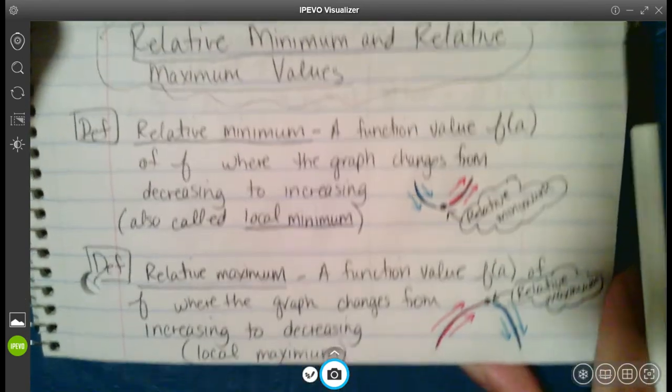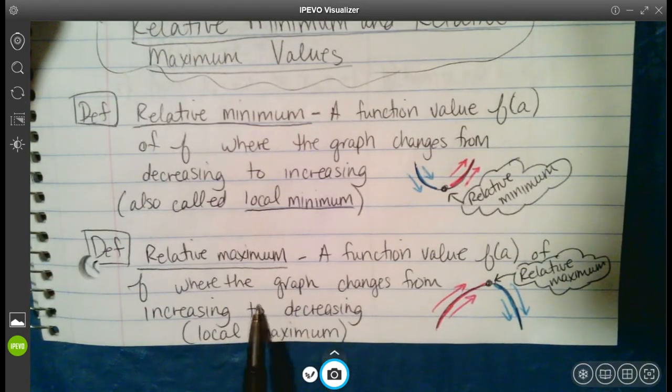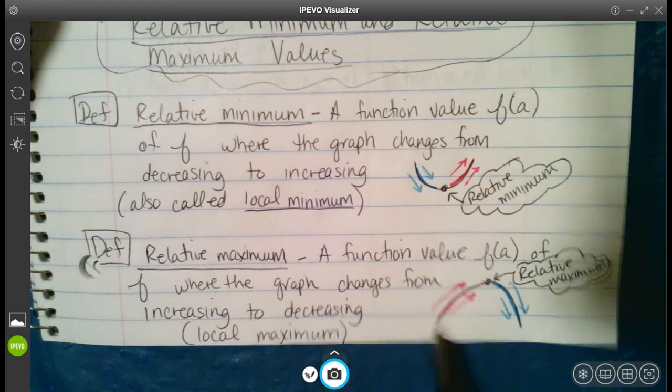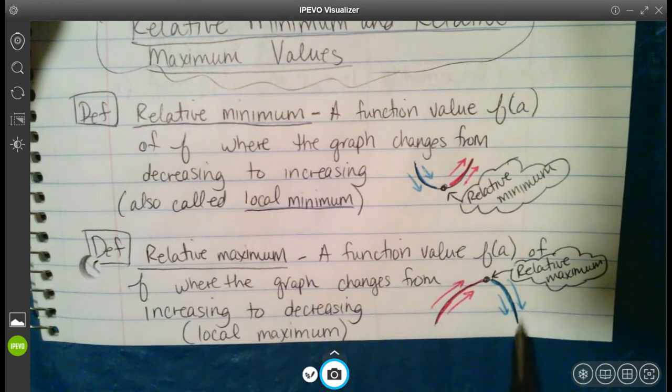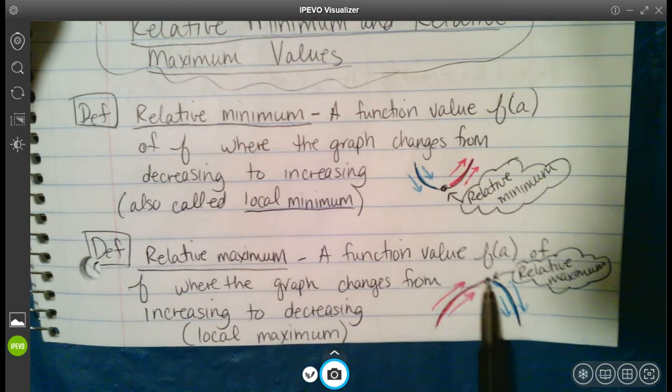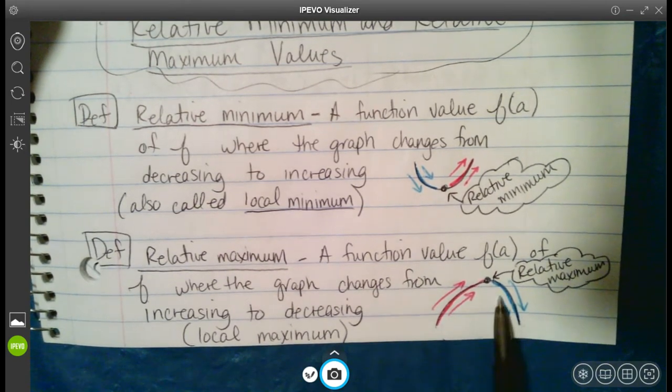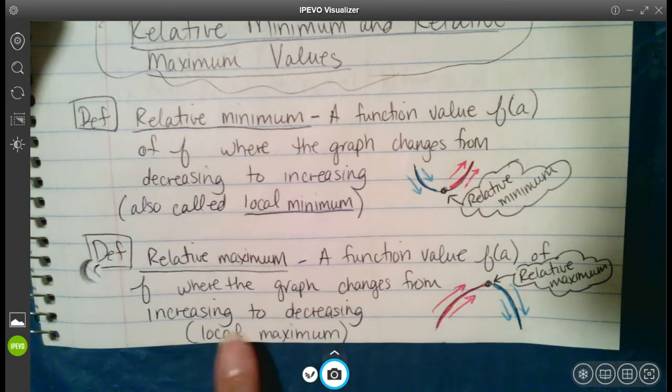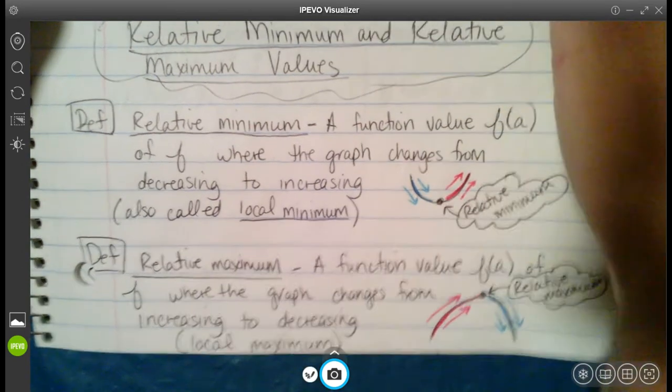A relative maximum is where the graph changes from increasing to decreasing. So it's backwards. If you have something like this one, the graph goes up and then it goes down. So this is the highest point in this little part of the graph. And it can also be called a local maximum.